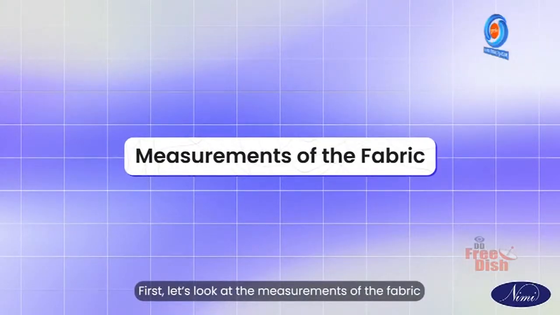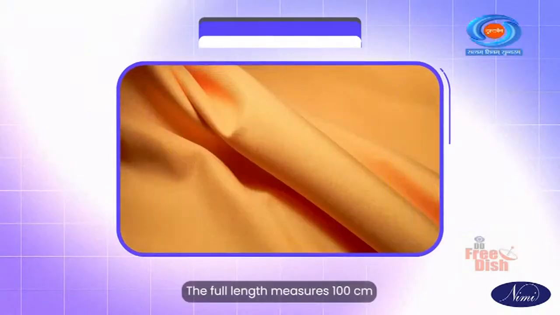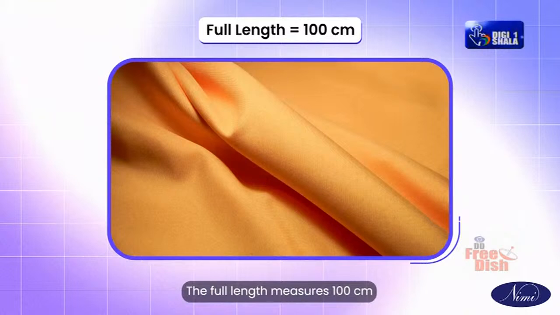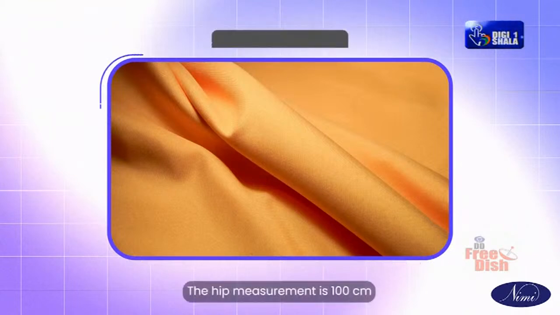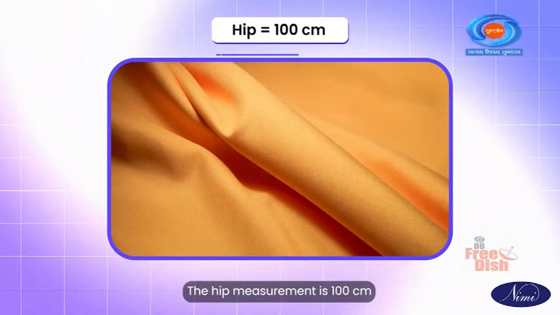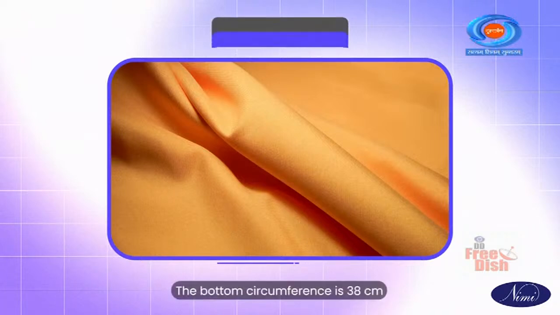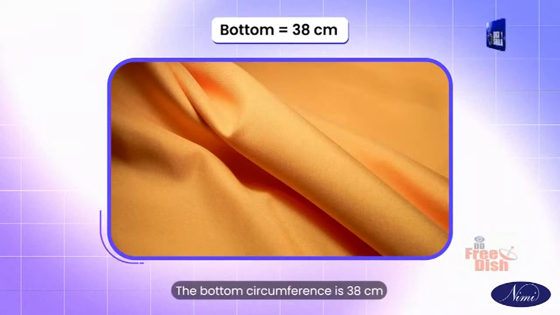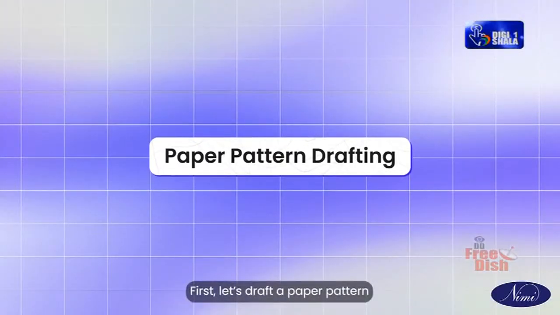First, let's look at the measurements of the fabric. The full length measures 100 cm. The hip measurement is 100 cm. The bottom circumference is 38 cm. First, let's draft a paper pattern.